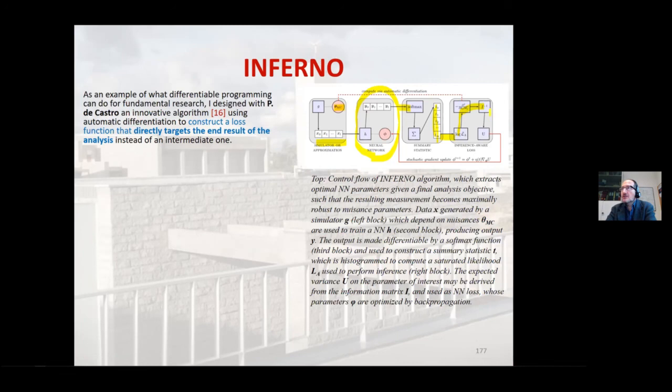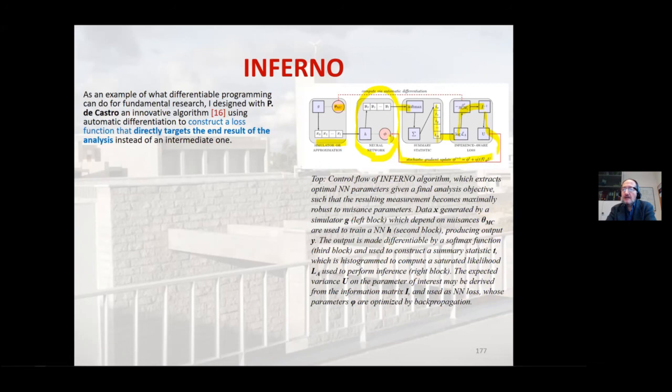This returns a covariance matrix that tells you basically how much these parameters are affecting the model and how much they are affecting the final result. So you can take the information matrix, which basically tells you how much variation, how much uncertainty there is in the parameter of interest, and you can plug them back in the neural network so that you make the network aware of what happens if you vary the nuisance parameters.